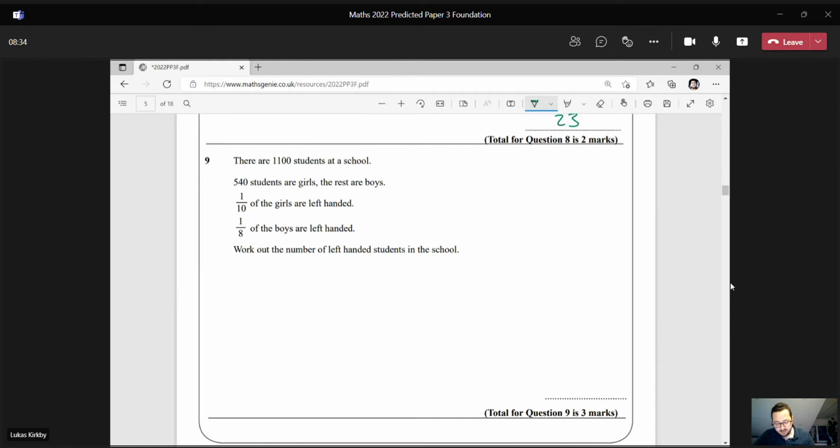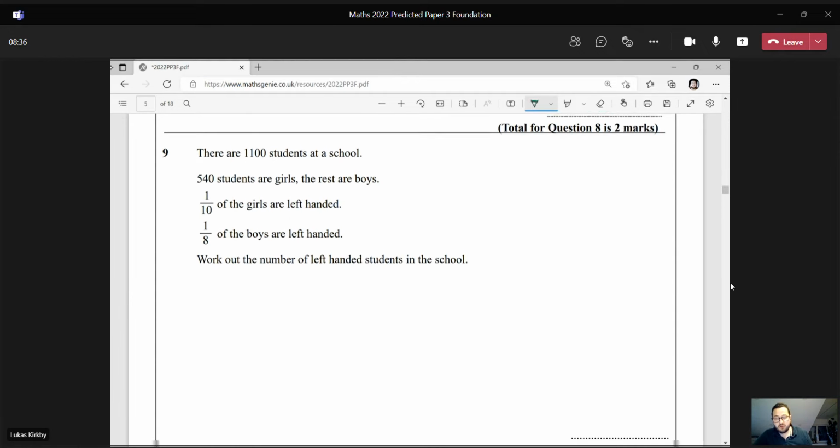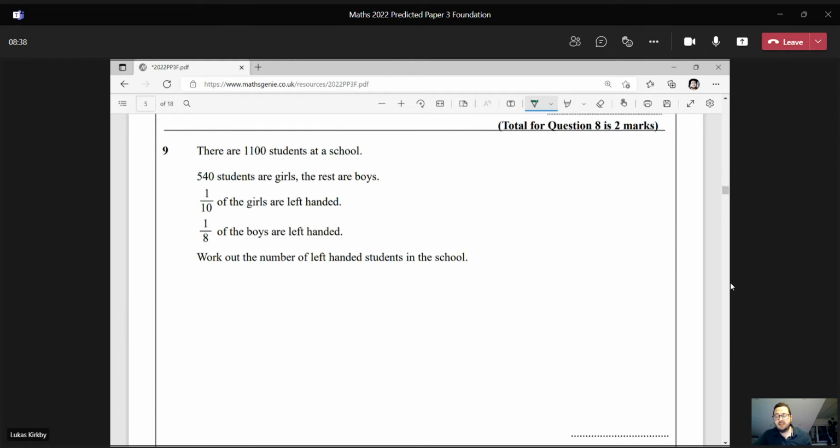Okay, number 9. There are 1,100 students at a school. 540 students are girls and the rest are boys. 1/10 of the girls are left-handed and 1/8 of the boys are left-handed. Work out the number of left-handed students in the school.